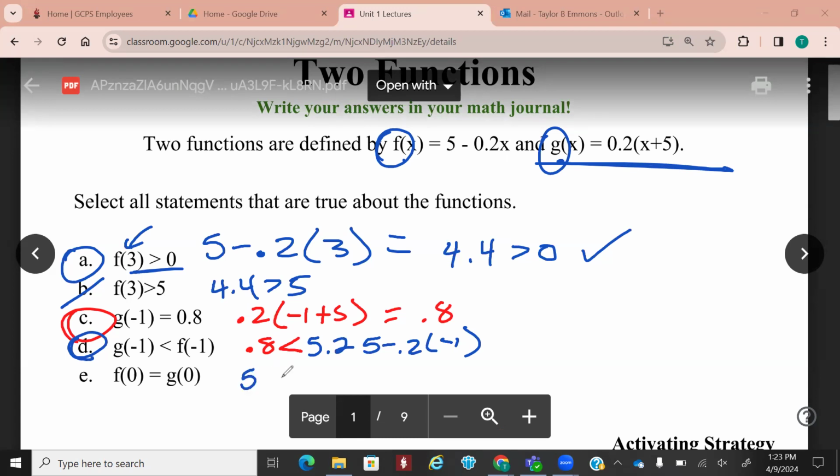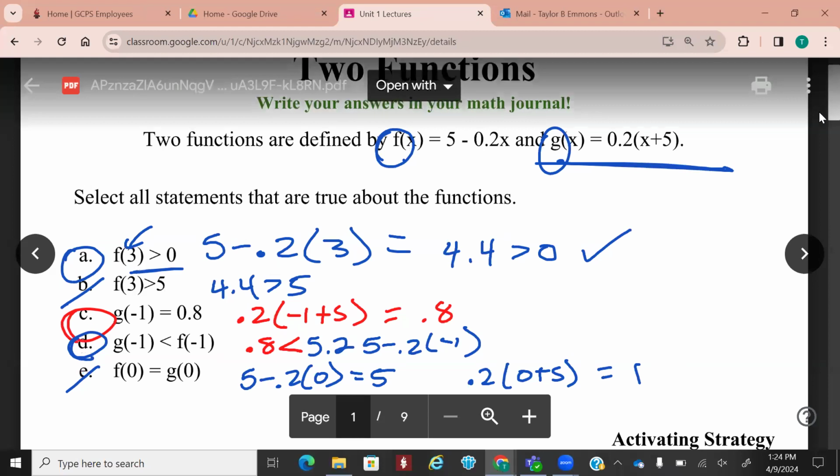f of 0, we're going to plug into our equation. That's going to give me 5 minus 0.2 times 0, which is 5. And g of 0, so 0.2 times 0 plus 5, that's going to give me 1. Is 1 equal to 5? The answer is no, so E is not correct. So this is using that function notation.